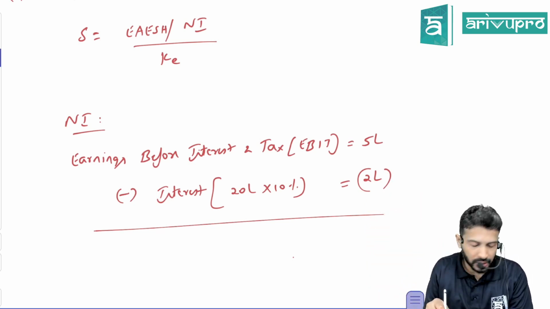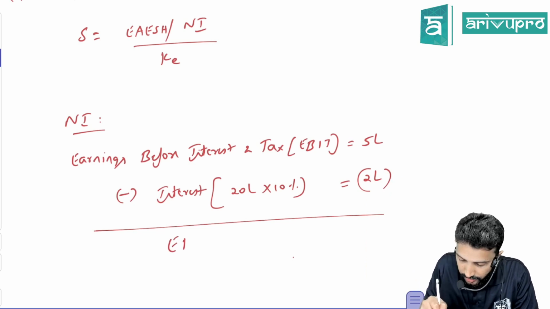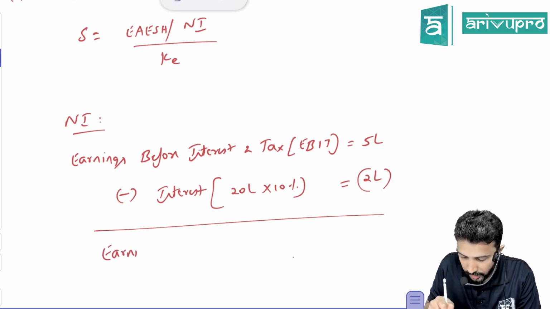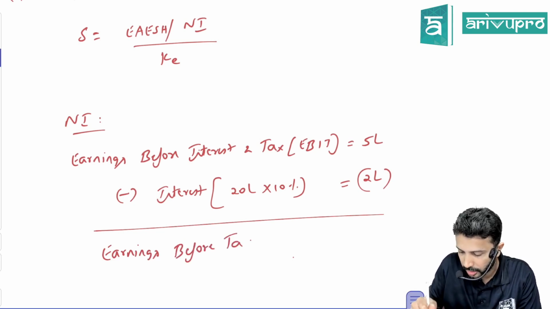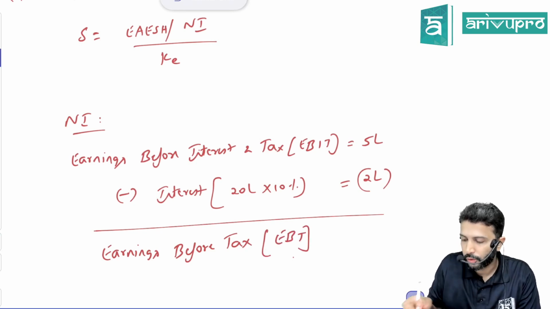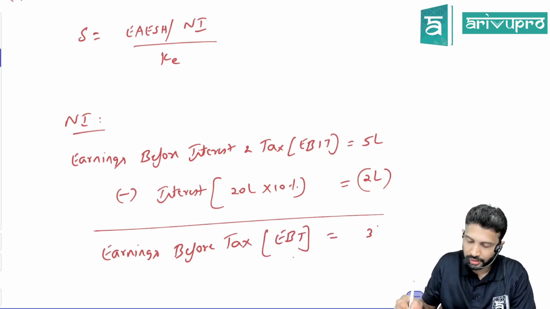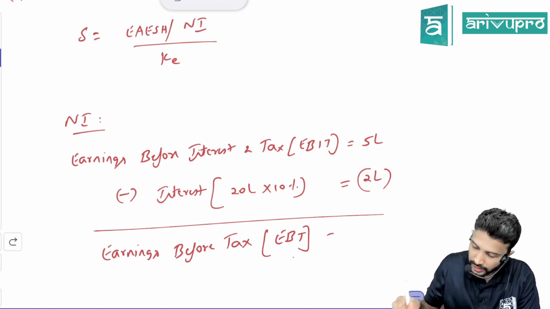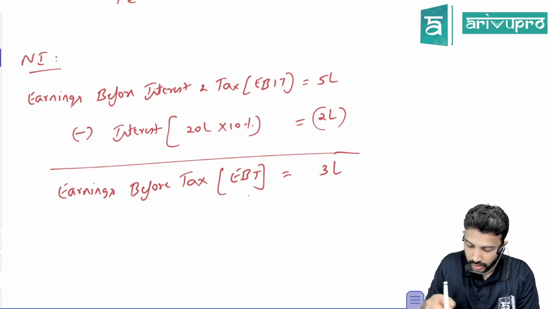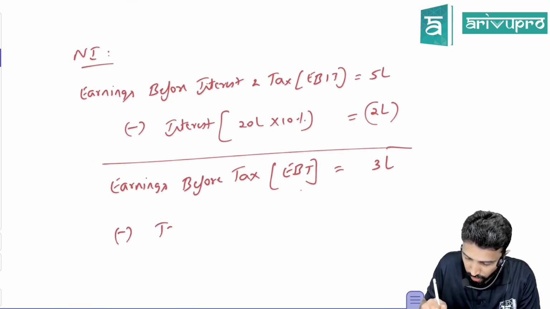If you do EBIT minus interest, what are you going to get? Earnings before tax. For some problems, we'll write the full forms. Short forms are acceptable in the exam, it's okay, but some may not be comfortable, so we'll write the full form as well. So earnings before taxes is 3 lakhs. Is writing L acceptable? No, absolutely not. I think I already told you that.